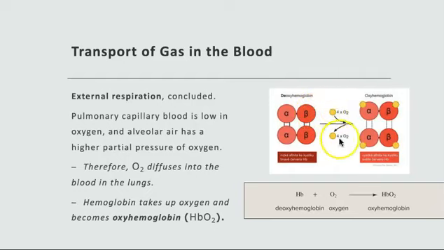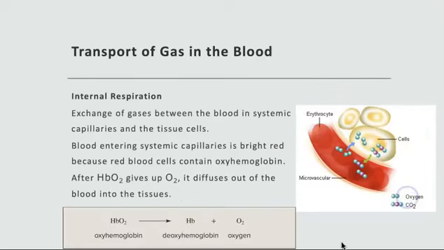The oxygen is going to diffuse through and into our blood and bind to hemoglobin, calling it oxyhemoglobin. So just a little formula here if you like that better to remember that. And then we've got the exchange of gases between our blood in our systemic capillaries and our tissue cells. This is called internal respiration.